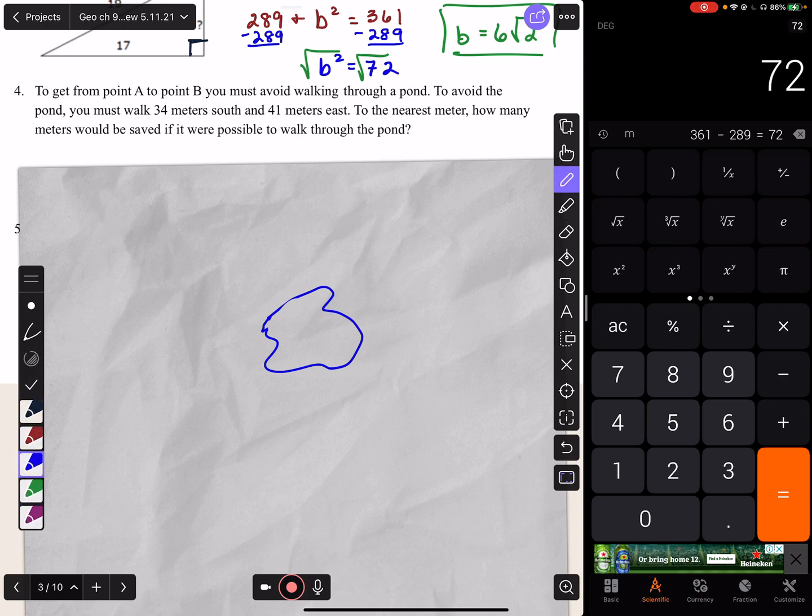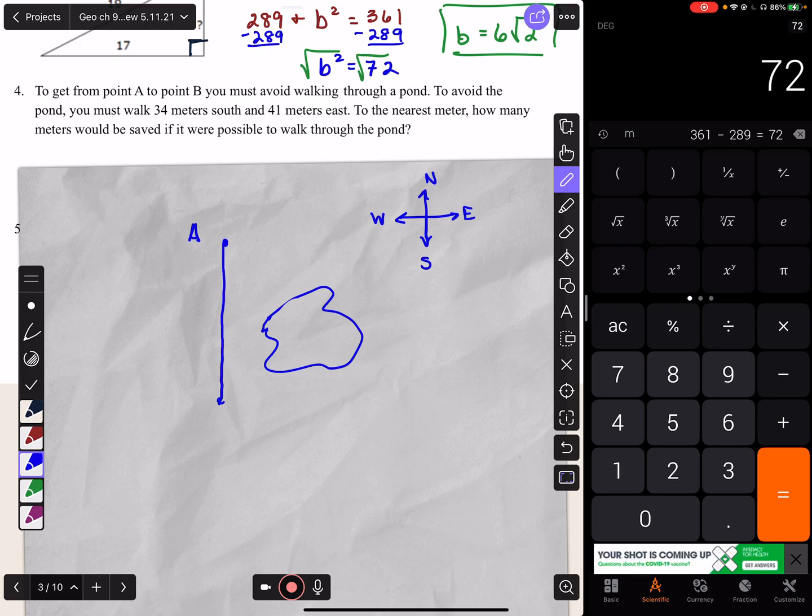So let's first define north, south, east, west. So on our compass, north is up, south is down, east is to the right, and west is to the left. From point A to point B, they're going to start by walking south. So point A must be up here. Then they walk south. I've got to be straight south here, at least close to it. They walk straight south for 34 meters.